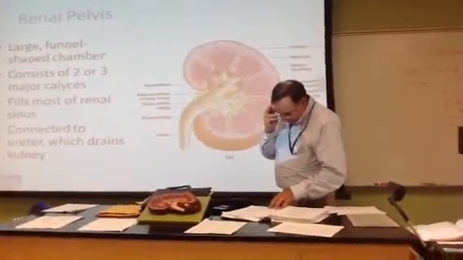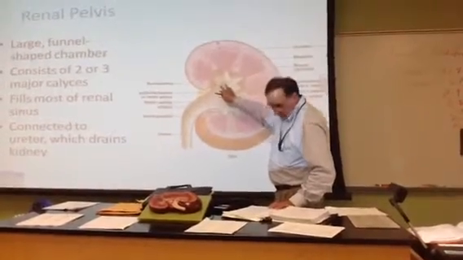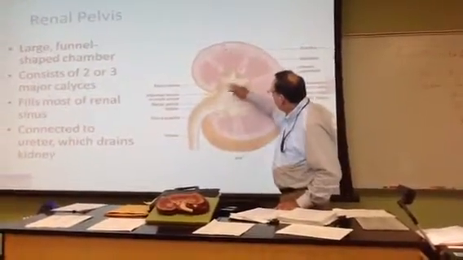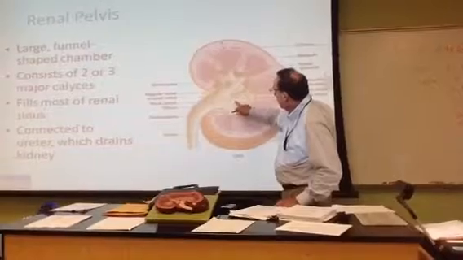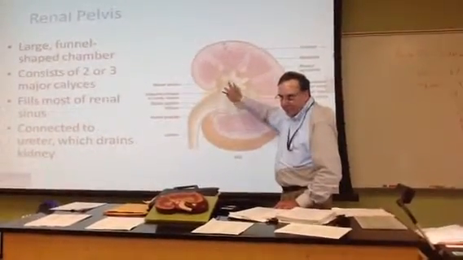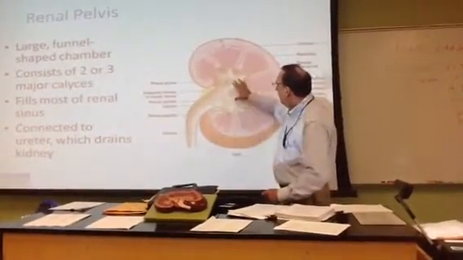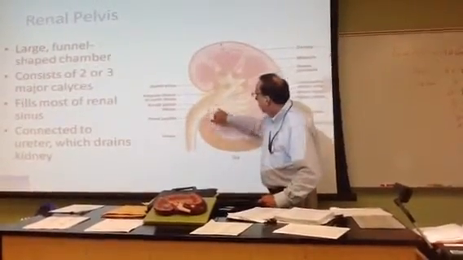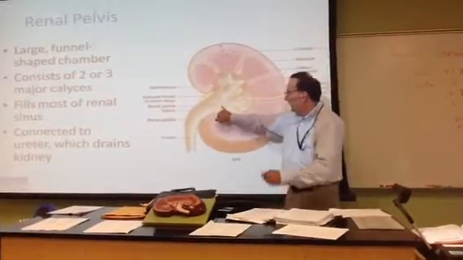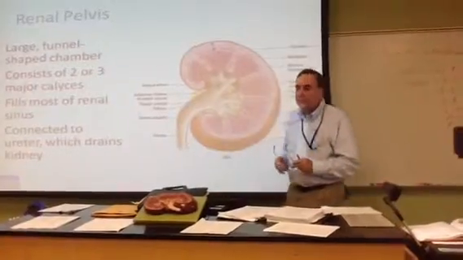The minor calyces, several of them, fuse together to form a major calyx. There are several major calyces in each kidney, varying from 2 to 4. This is a structure that differs from person to person. The major calyces drain into the renal pelvis, and then the renal pelvis drains out into the ureter.